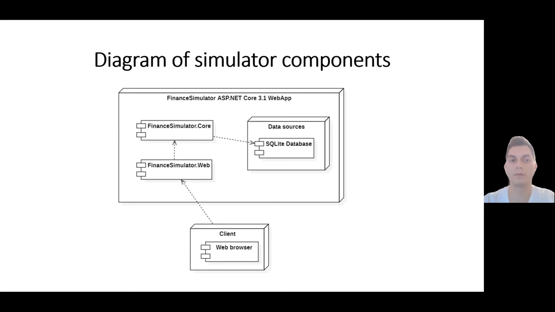So here is the diagram of simulator application components, and the decision was to create a web application because it can be accessed from any place all over the world using a centralized resource such as the internet. And also it was a decision to create the application using the single page approach because the application requires a lot of interaction from the user and, first of all, to reduce the traffic between client and server.